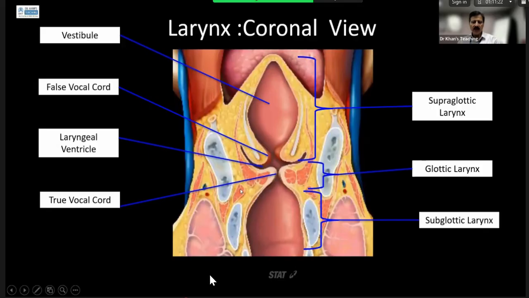Now, look at this fat. You remember there was fat anterior to the epiglottis, which is known as pre-epiglottic fat. It is in continuity with fat here laterally, which is known as paraglottic fat, and on imaging you can see it. This paraglottic fat ends at the level of the true cord. So this is the coronal section.